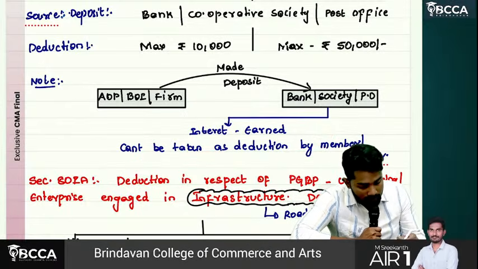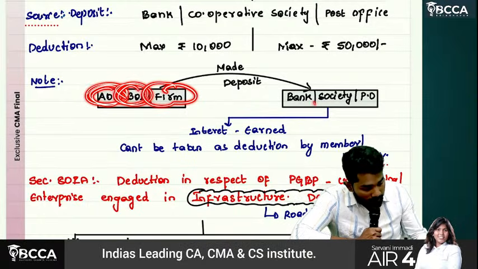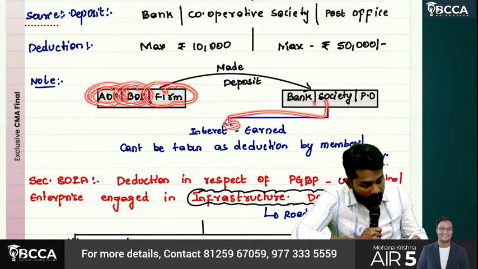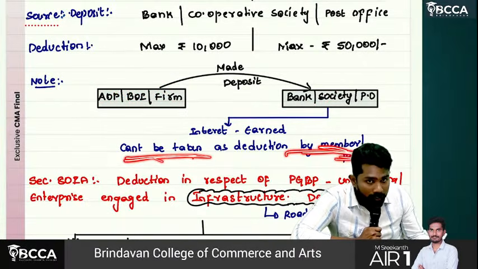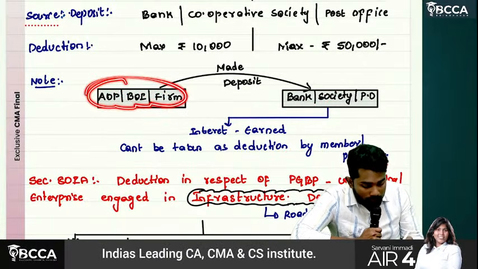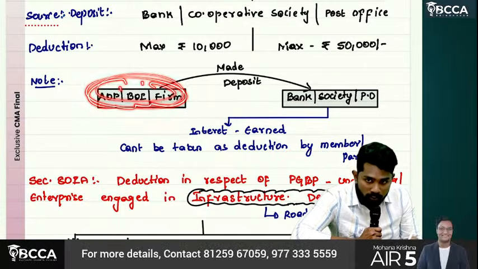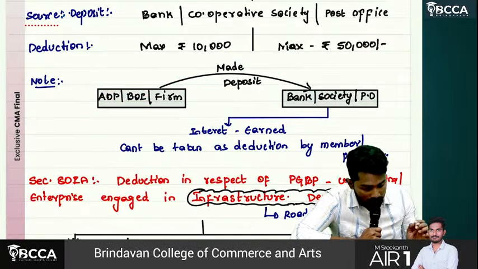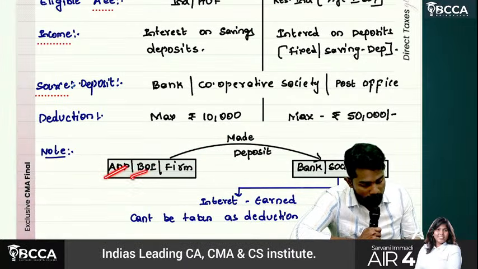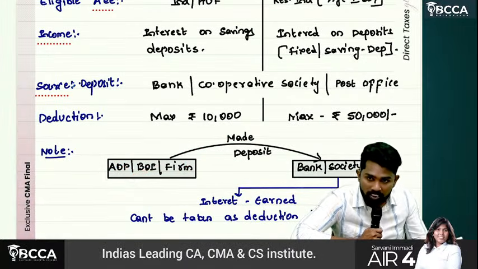Sir, understand? The deposit is made by whom? AOP, BOI and firm. But the deduction on that interest earned can't be taken as deduction by what? Member or partner, because this is whose money? AOP, BOI, firm's money can't be taken as deduction by member or partners, because AOP, BOI, firm are different, members and partners are different.